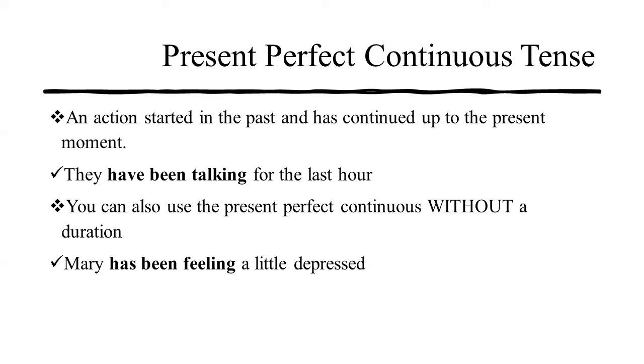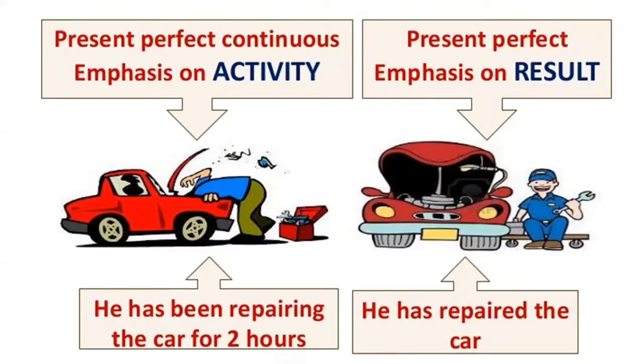Now we are able to differentiate between present perfect continuous and present perfect tense. Can you differentiate between both of them? Yes, I can. Present perfect continuous tense emphasizes the activity. For example, he has been repairing the car for 2 hours. Here we focus on for 2 hours. He has been repairing for 2 hours.